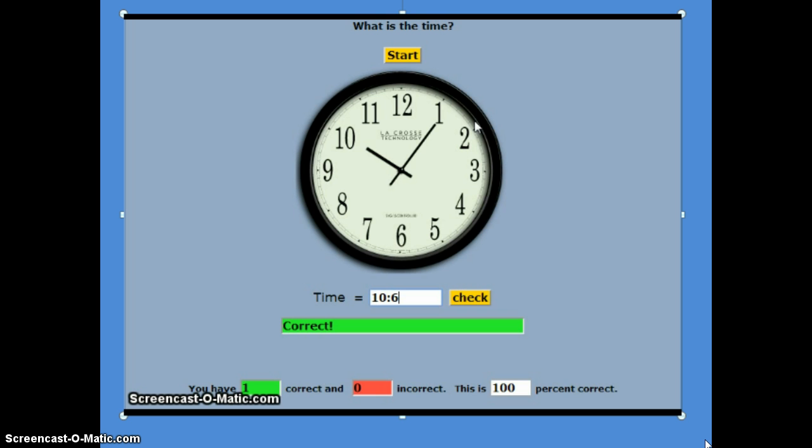No. The correct way to write 10 and 6 minutes is you need to put the 0 and then a 6. Okay? Now let's check. You got 10:06. You are correct. So now you have 2 correct. Great job, boys and girls. I'll see you tomorrow in class.